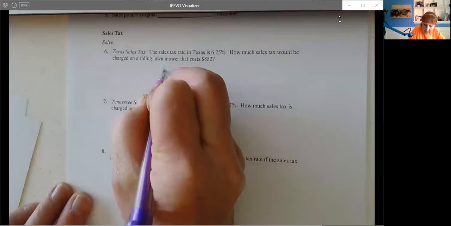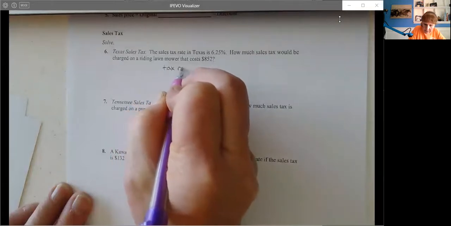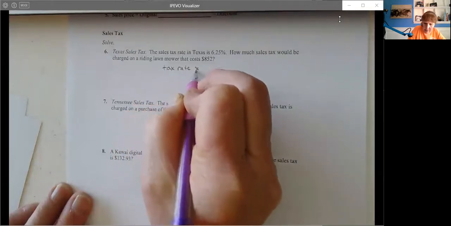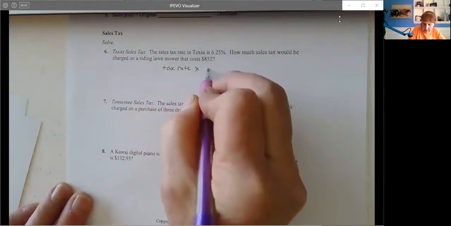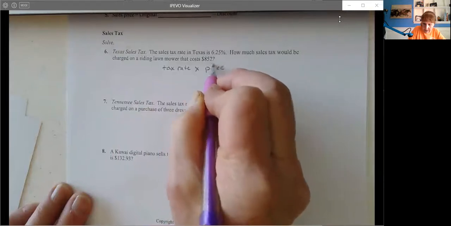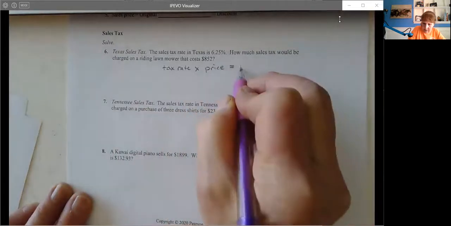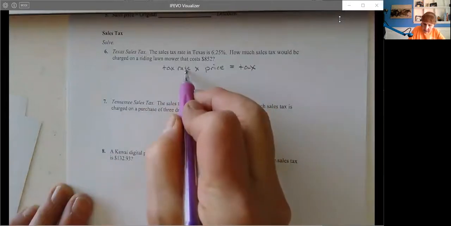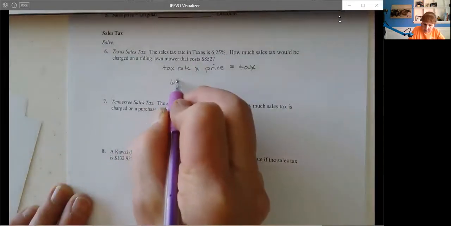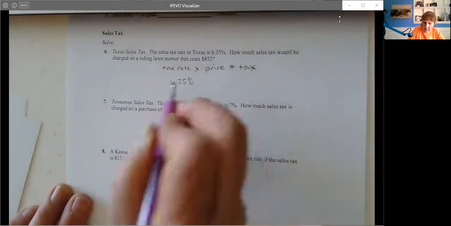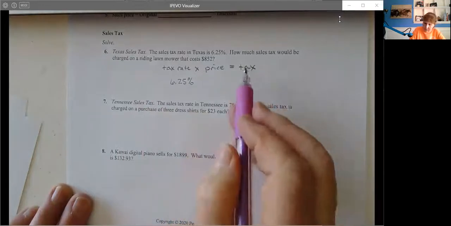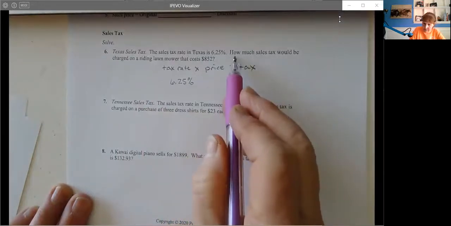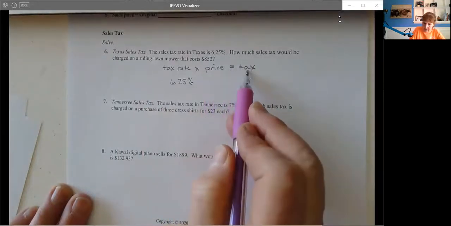So we're going to take our tax rate, which we're given, times... we're not looking for the tax rate, so we're going to use the other one. The price is equal to the tax. So we're given the tax rate, 6.25%. We will have to move the decimal over before we multiply or divide, depending on which one of these we're looking for.